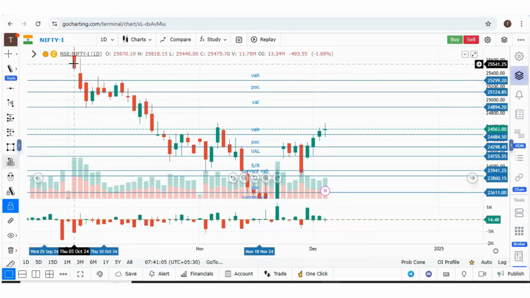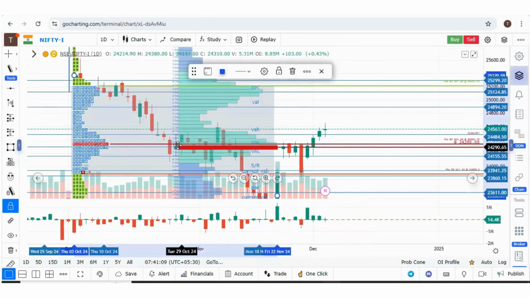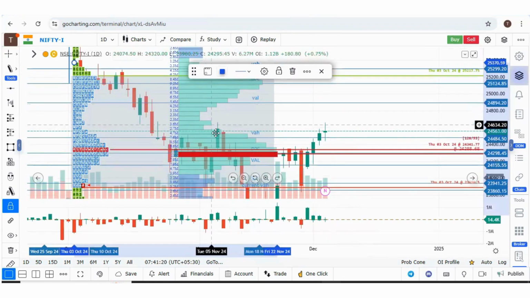Let me apply the fixed range market profile again. If you see, this is the area, and this is the low volume node over here. We can also see the same thing in the volume profile. In this entire range we have very low volume as compared to this area and this area. This is our value area below here, and this is one more value area above here.